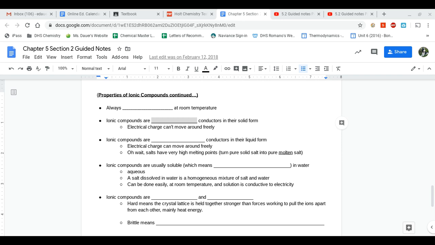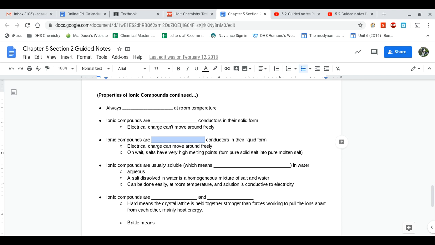Now, this is in comparison to our next bullet point. Ionic compounds are good conductors in their liquid form. So I want you guys on your guided notes to circle that word liquid. I do have a bullet point about it, but circle that word liquid. It's molten. So ionic compounds are good conductors in their molten form. So we said that ionic compounds are always solid at room temperature.